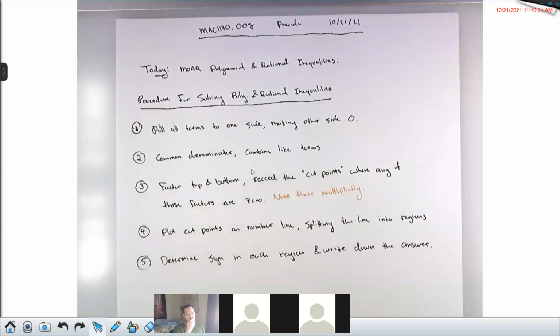So this is the procedure for solving any polynomial or rational inequality. You pull everything to one side, put all the like terms together, factor everything, figure out where that expression can change sign. Those are the cut points, the places where the top is 0 or the bottom is 0. Plot those cut points on a number line, which will split your number line up into some regions, and then you need to determine the sign in each of those regions. It's really this step, determining the sign in each region, where you're finding the solution.